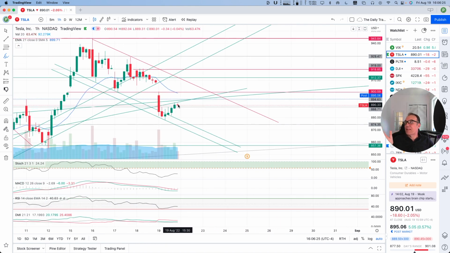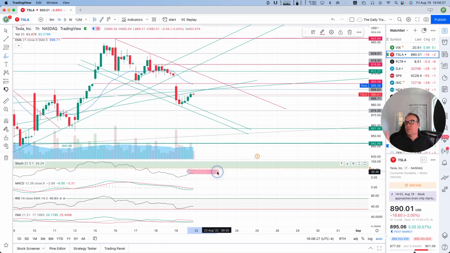We cannot get back to it, and we don't have stochastic over 60. So this little pullback is not to be believed until we have stochastic over 60. So we could be caving in like this, or we could be going even higher right here. But until we have stochastic over 60, I would not believe that, and I would expect the stock to continue coming down.